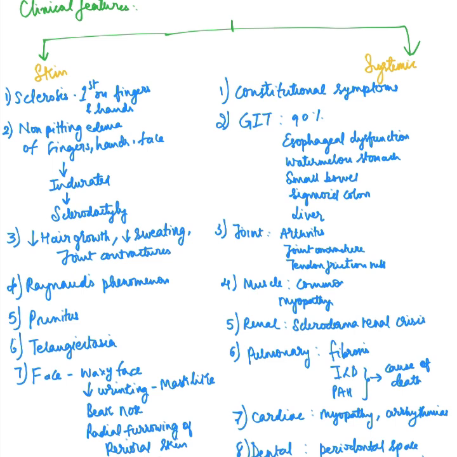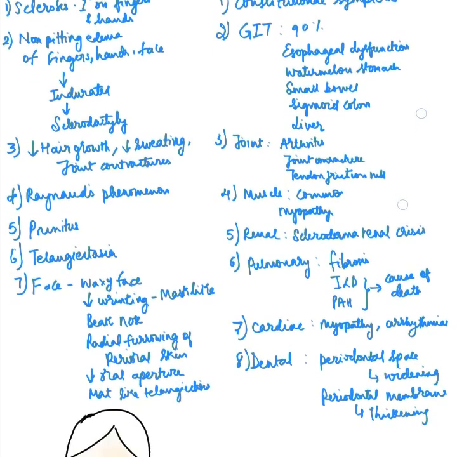Coming to joint involvement, arthritis is the most common, and it can be oligoarticular or polyarticular, and the fingers, wrists and ankles are predominantly involved, and joint contractures also occur, leading to limitation of movement. Next, coming to tendon friction rubs, it is where there is thickening of the tendons because of sclerosis, and when they move they cause a coarse crackling or crepitus like sound.